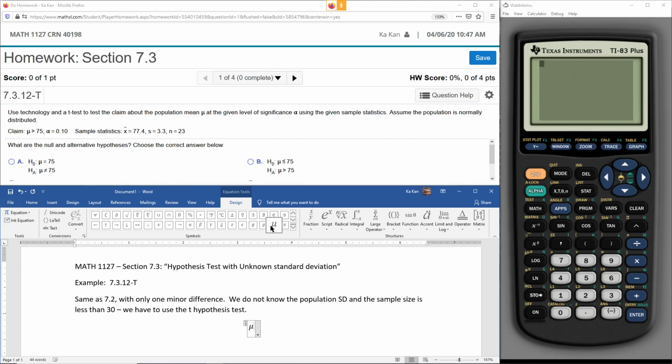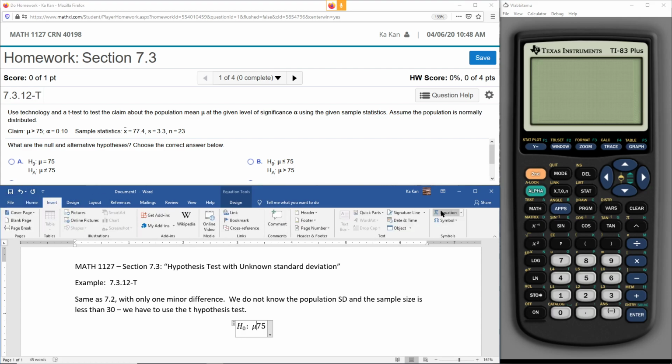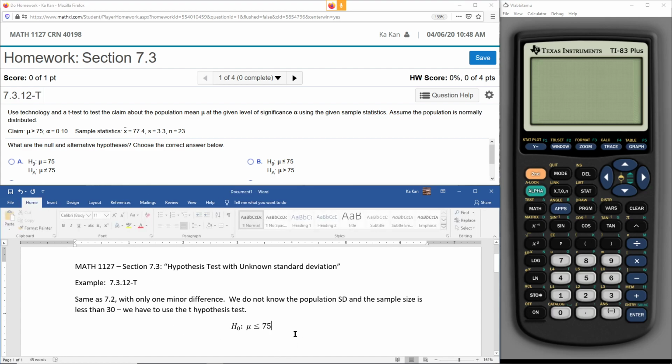So mu is bigger than 75. That's for the H0. Oh, I'm sorry, my bad. The less than or equal to. What's the less than or equal to? Right here. There you go. So because the claim is the mean is bigger than 75, the opposite of it is less than or equal to, and that's the null hypothesis. So now let's go to the other one.